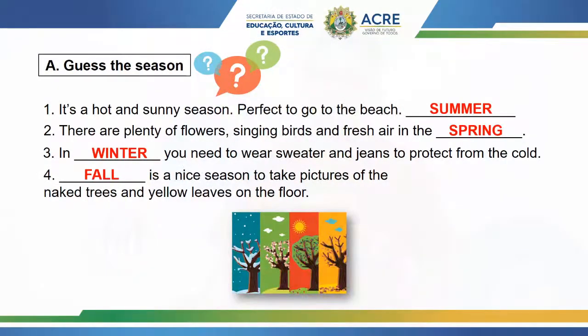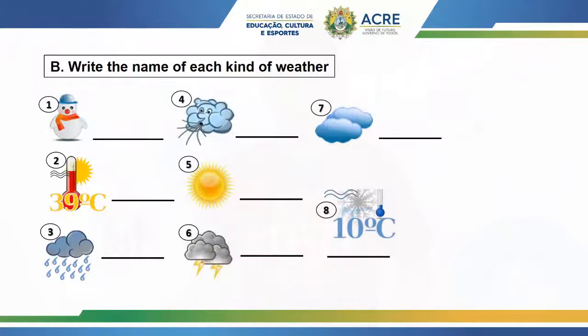Okay, let's go to the next exercise, exercise B. Now, this activity talks about the weather. So forget about the seasons. Now focus only on the kinds of weather. Sunny, hot, snowy, cold, right? So question B. Write the name of each kind of weather. Take a look at the picture.